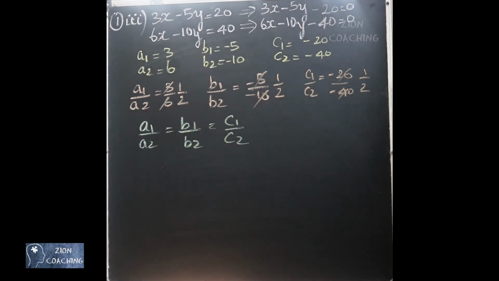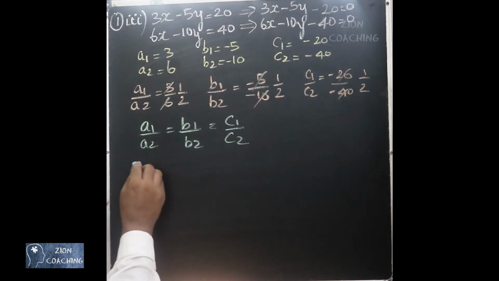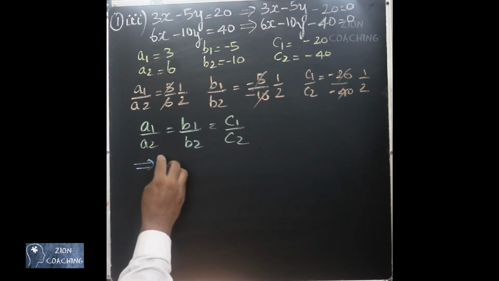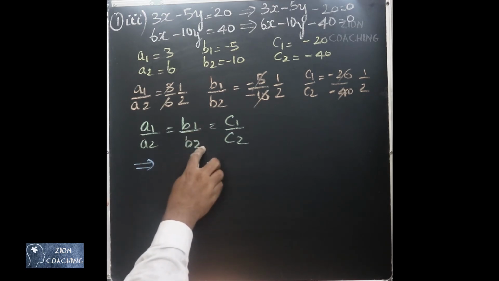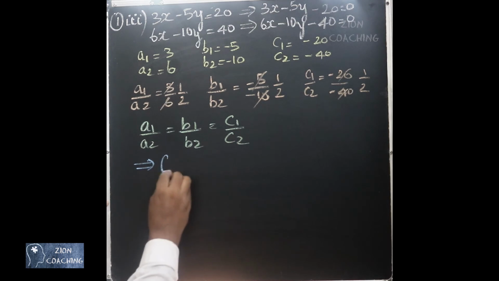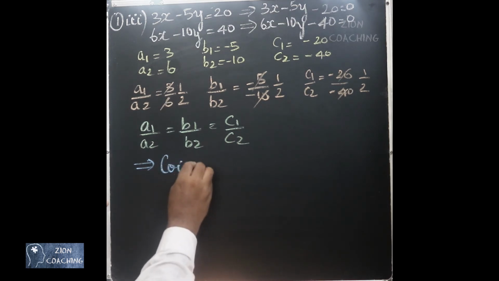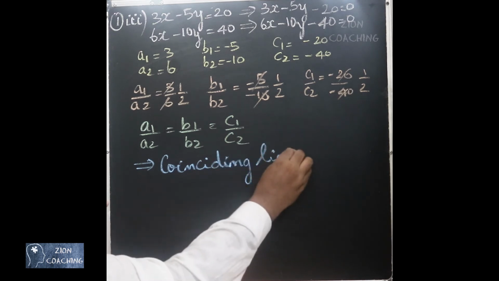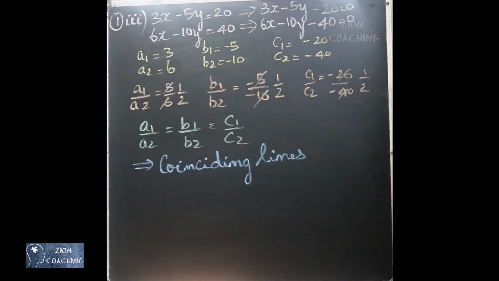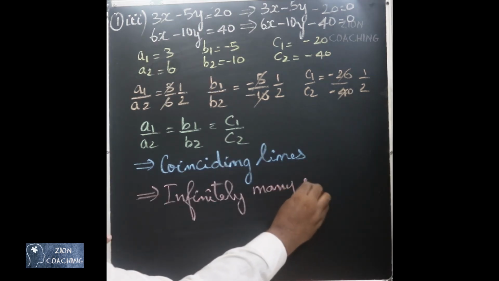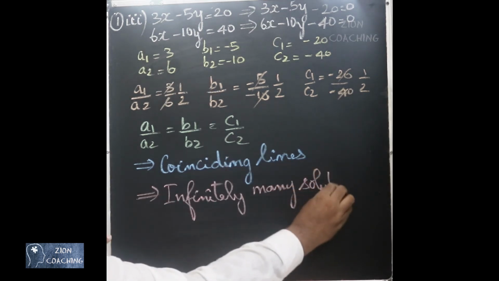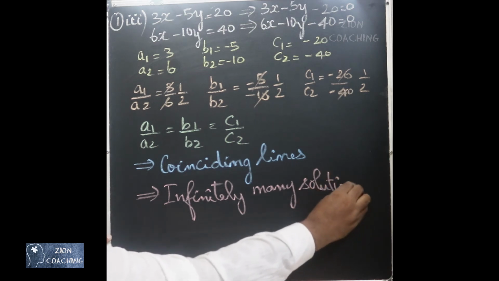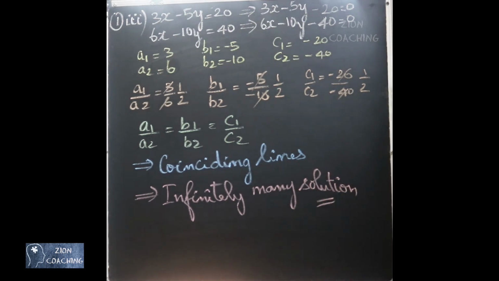Now this is the condition for coinciding lines. For coinciding lines, the condition is a1 by a2 should be equal to b1 by b2 should be equal to c1 by c2. So the given pair of lines represent coinciding lines. Since they are coinciding lines, they are going to have infinitely many solutions. We are going to find the solution only in the case of intersecting lines, that is unique solution. So this problem ends here.